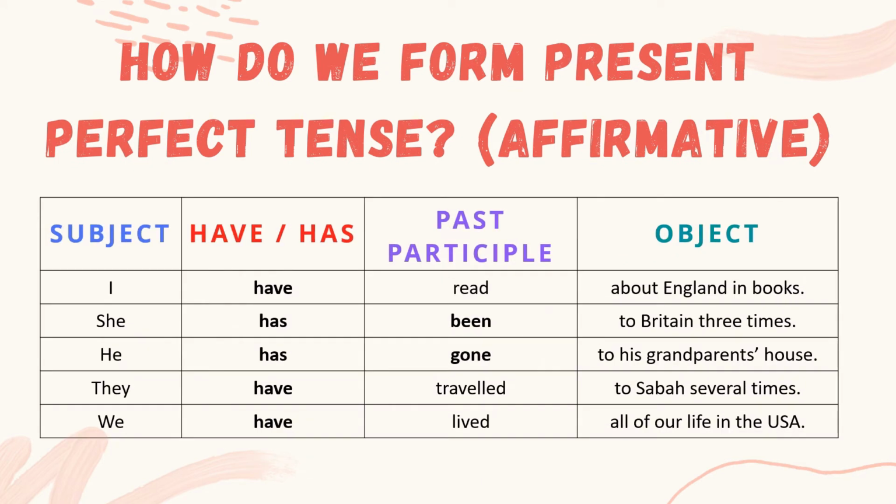Let's look at a few more examples. They have traveled to Sabah several times. Traveled is the past participle form of the verb travel. The next sentence, we have lived all of our life in the USA. Lived is the past participle form of the verb live. So, there are examples for affirmative sentences in present perfect tense.